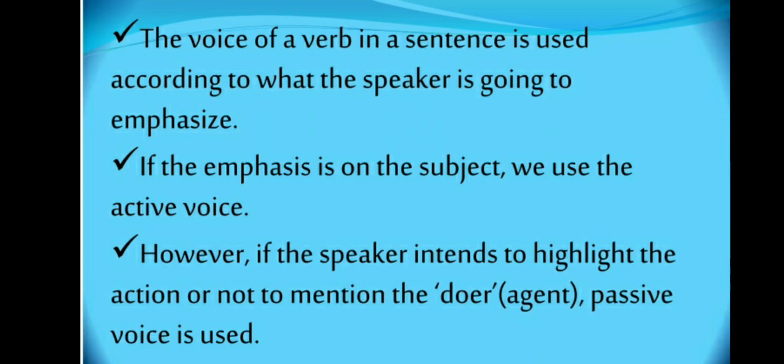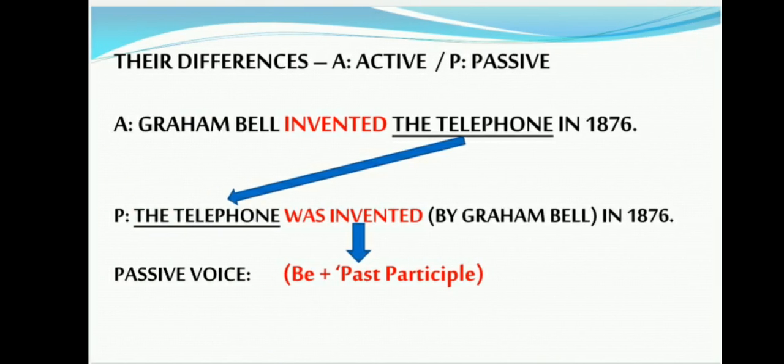So let's check some examples and it's gonna be more interesting to understand. So there are differences. When we have A, we're talking about active, and when we have B, we're talking about passive voice. The classic example is Graham Bell invented the telephone in 1876. My emphasis here is about Graham Bell. So Graham Bell performed this action.